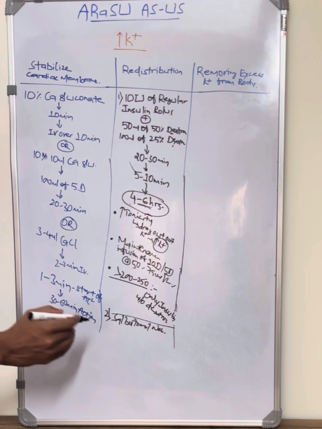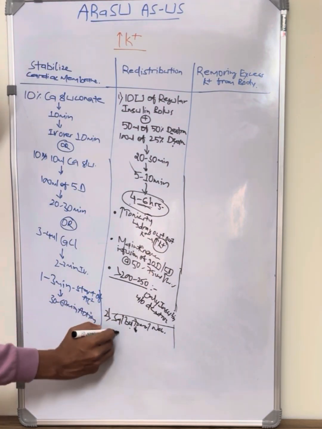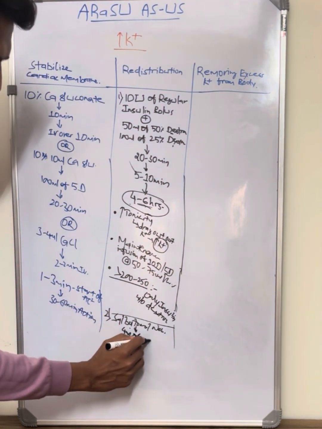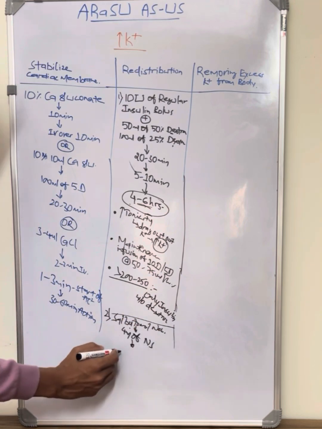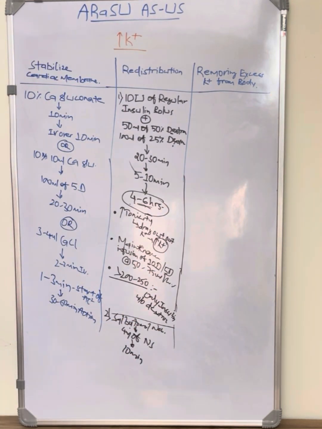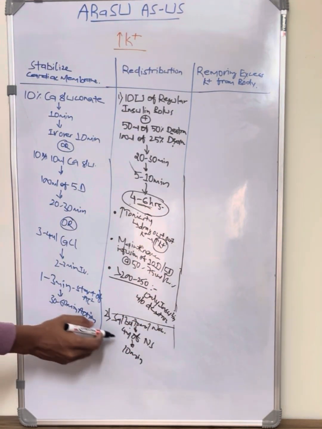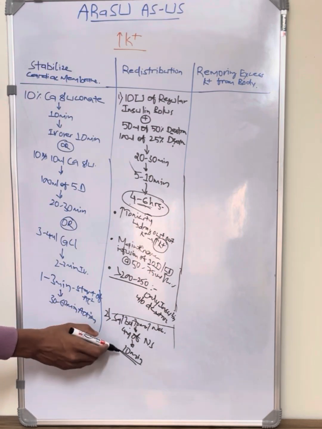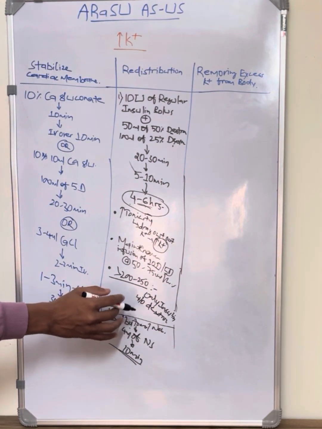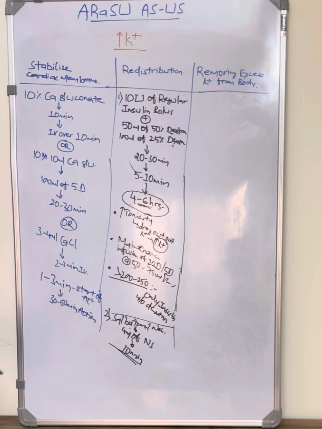Here, the important point to remember is that we have to add this respule with 4 ml of NS, and the nebulization should be given for 10 minutes. So these things we have to remember. If we continue the nebulization for about 10 minutes, it will act properly, and the action will last for 4 to 6 hours to redistribute the potassium into the cells.